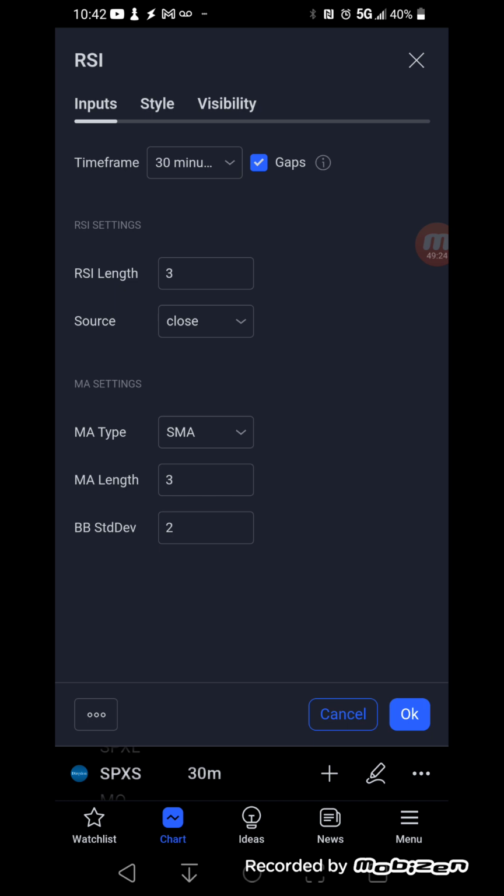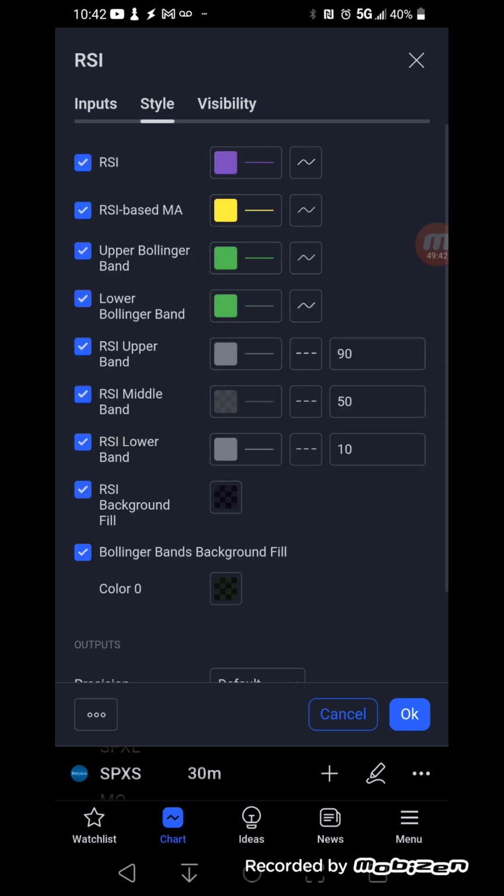What are these three dots on there? Oh, I can save it as a default. Yes. Boom. So I have the default. You can do that too. Once you have this set correctly, you can save it as default.